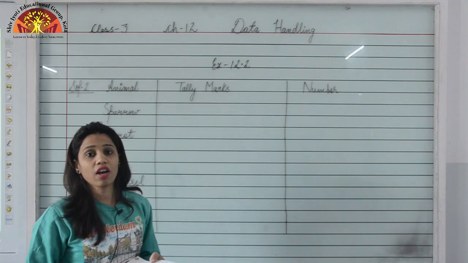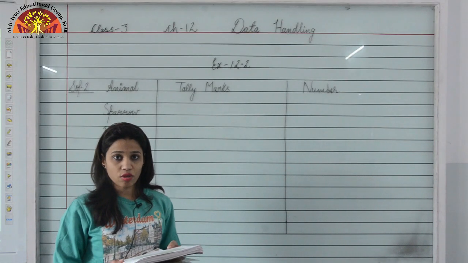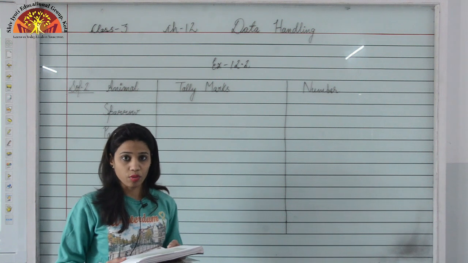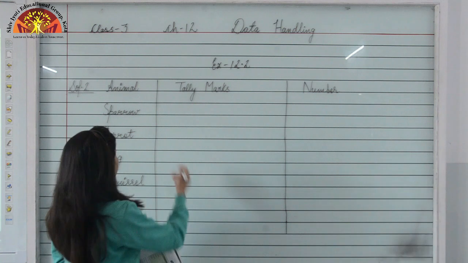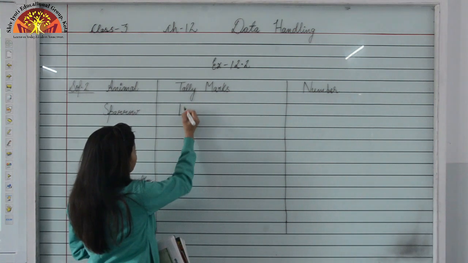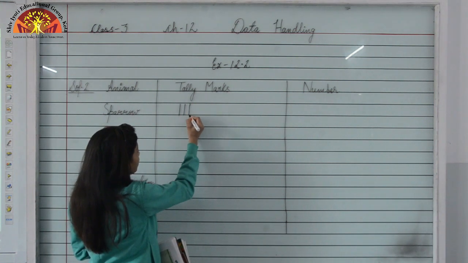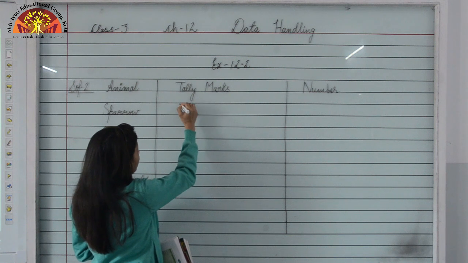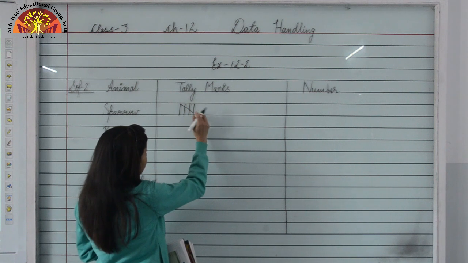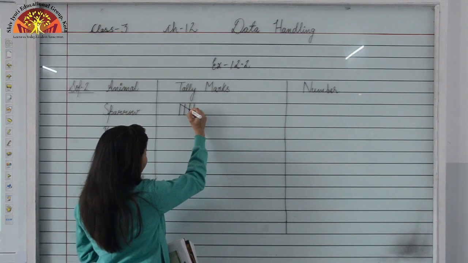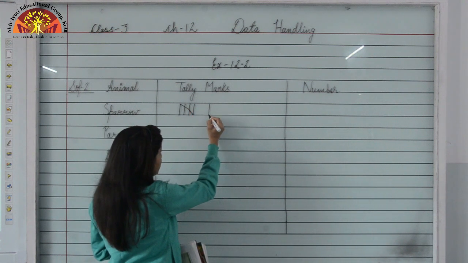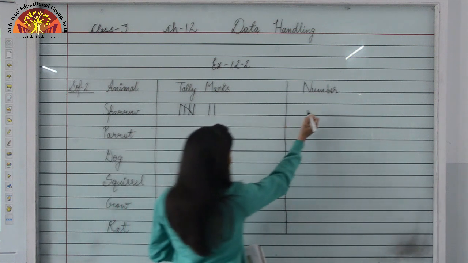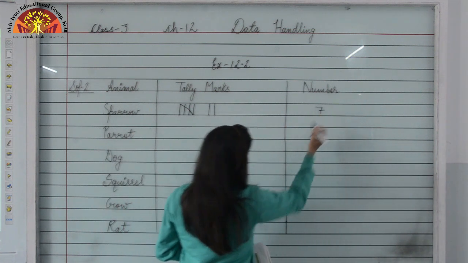Okay students, so now let us draw the telemarks of the question that I have already told you. Now how many sparrows are there? 7 sparrows are there. For this, 1, 2, 3, 4 and 5. Now after giving some space, this is for 6 and this is for 7. So total 7 sparrows are there.